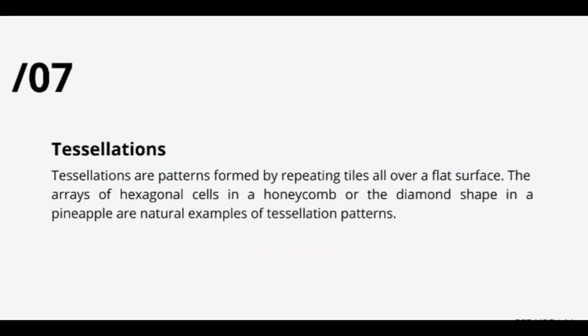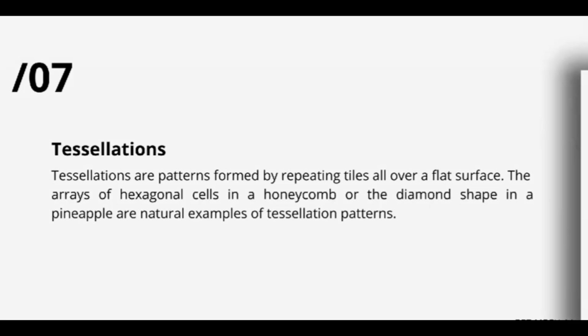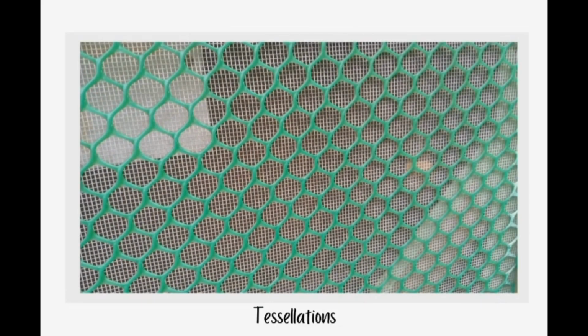Tessellation. Tessellations are patterns formed by repeating tiles all over a flat surface. The arrays of hexagonal cells in a honeycomb or the diamond shape in a pineapple are natural examples of tessellation patterns. This is an example of tessellation patterns.